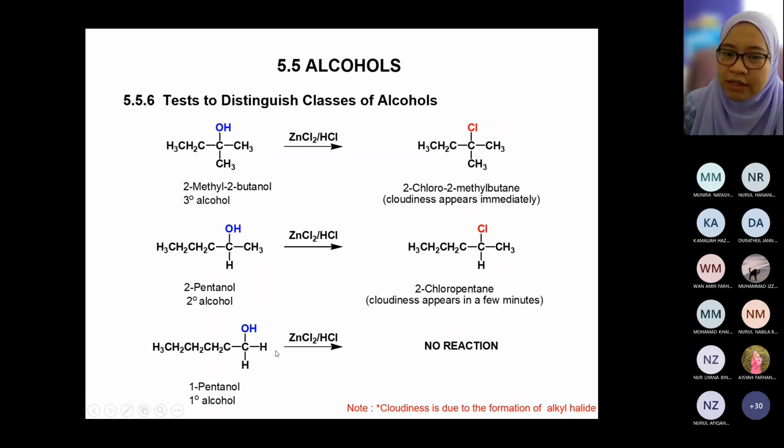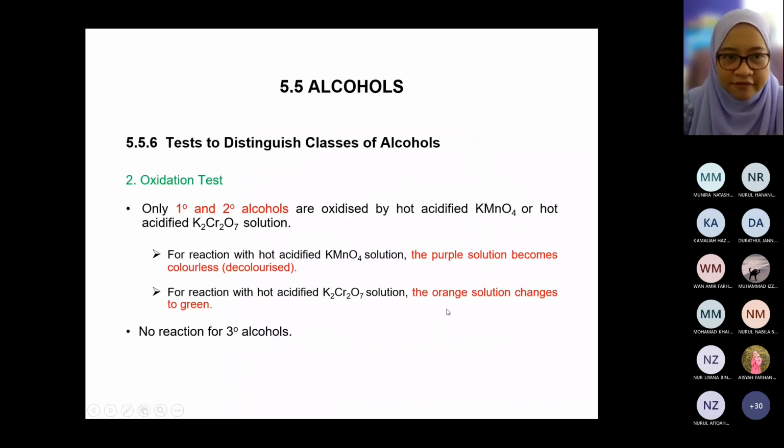But for primary alcohol, there is no reaction. So that is the first test that we could use in order to distinguish the type of alcohol: the Lucas test, or SN1. Okay, the name is the Lucas test.